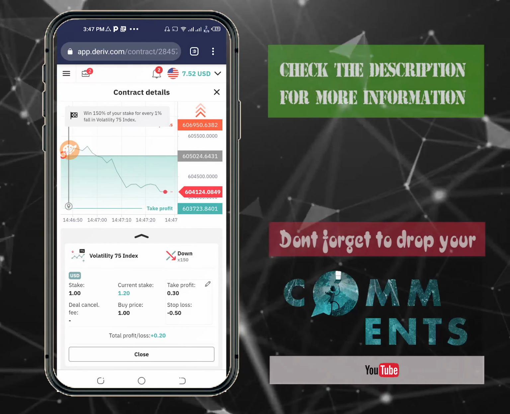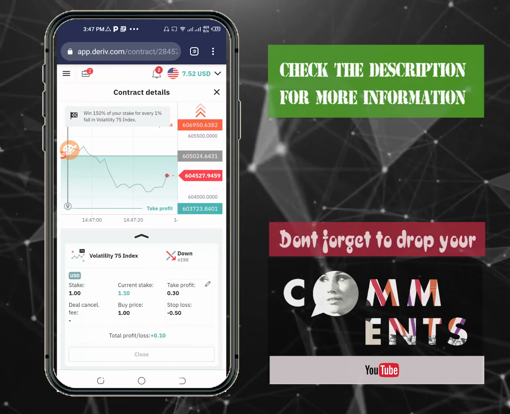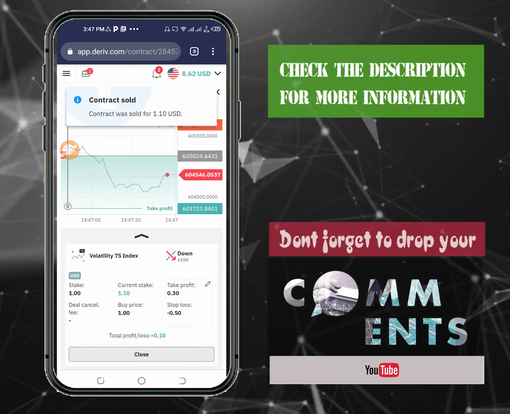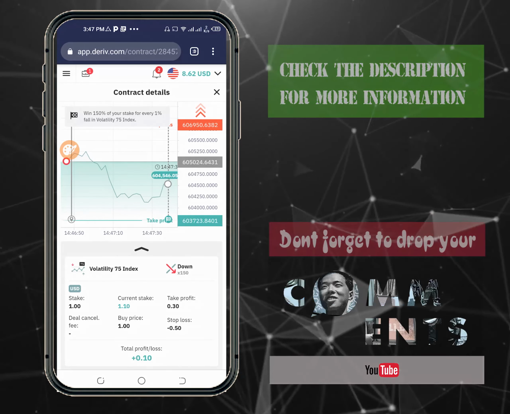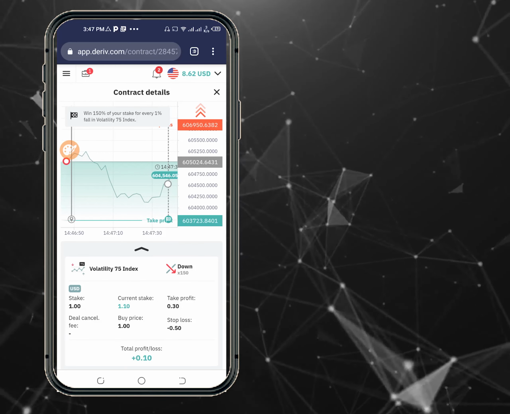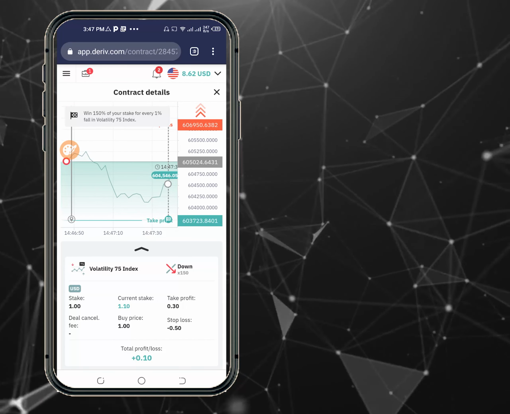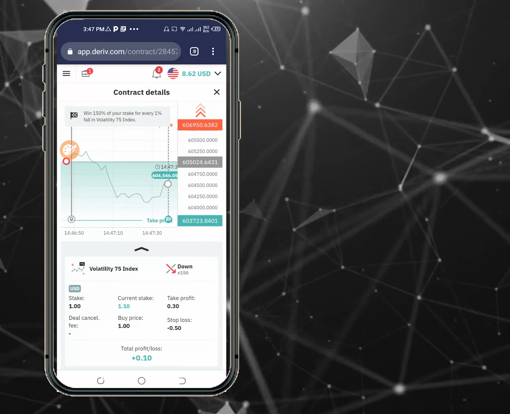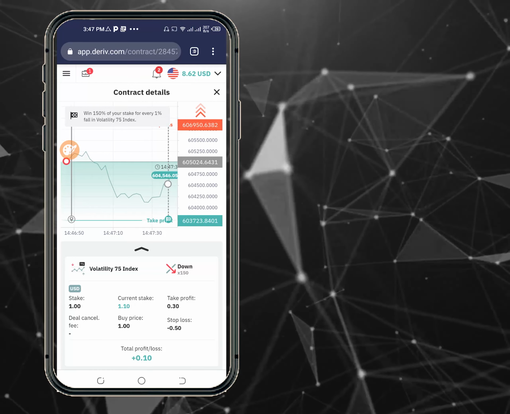I'm closing this trade because I noticed it has started going up. So you see it ended up at this place and I made profits. I didn't make a loss. Now if I had put in like $50 there, usually I would have made more profit. Usually I use the first trade for me to determine how the graph is going.